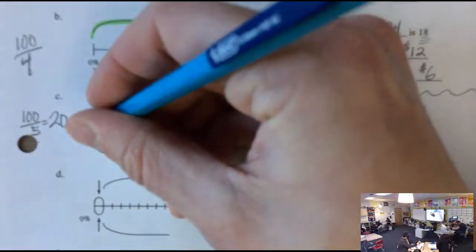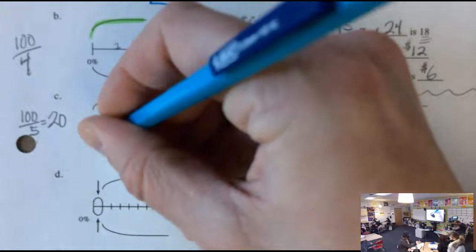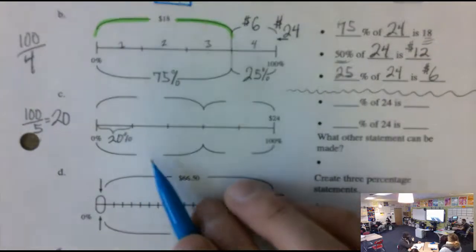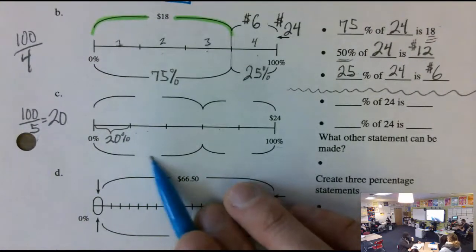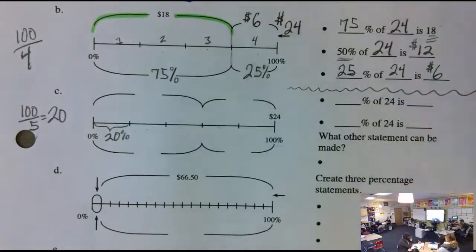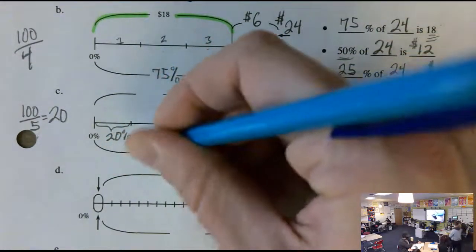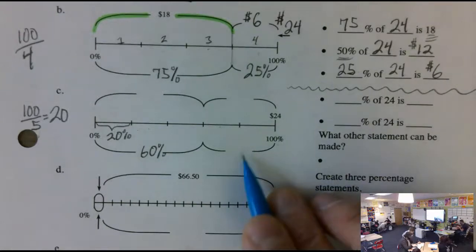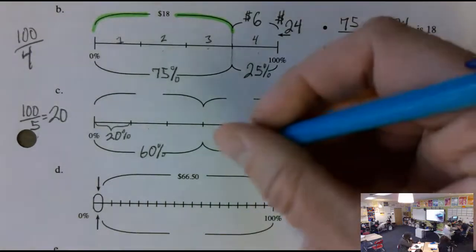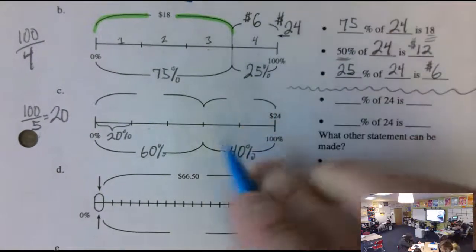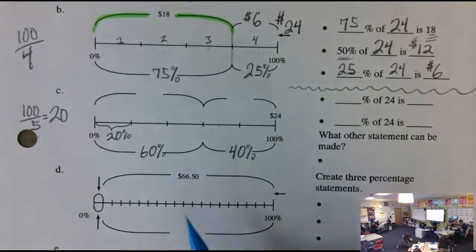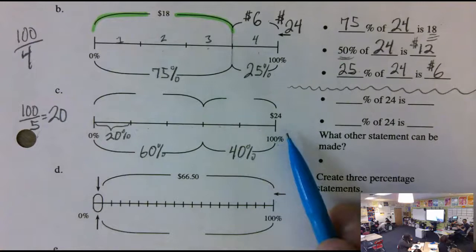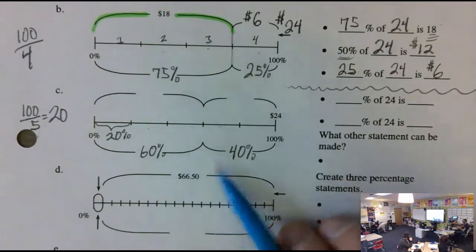So each section is 20%. Meaning, Mia, what percent goes down here? 60%, because it is 3 of those sections. Which means, Isabella, what percent goes over here? 40%, because we have 2 of those 20% sections. Questions on finding the 60% or the 40%? We took our 100, broke it up, now we're multiplying it back together.